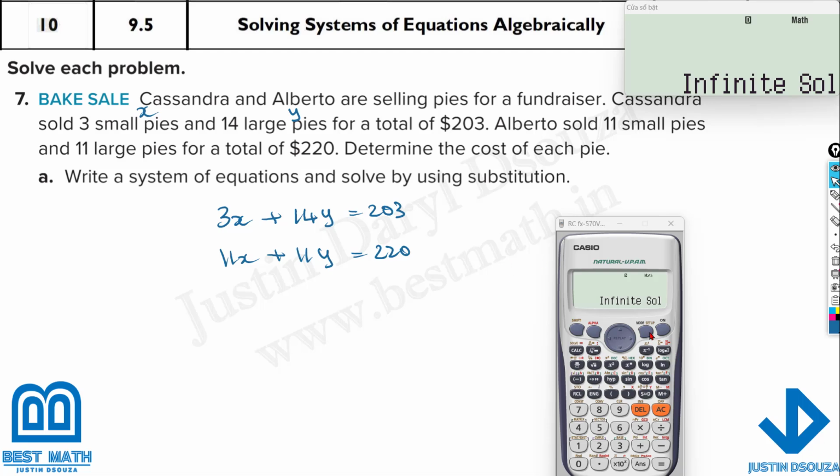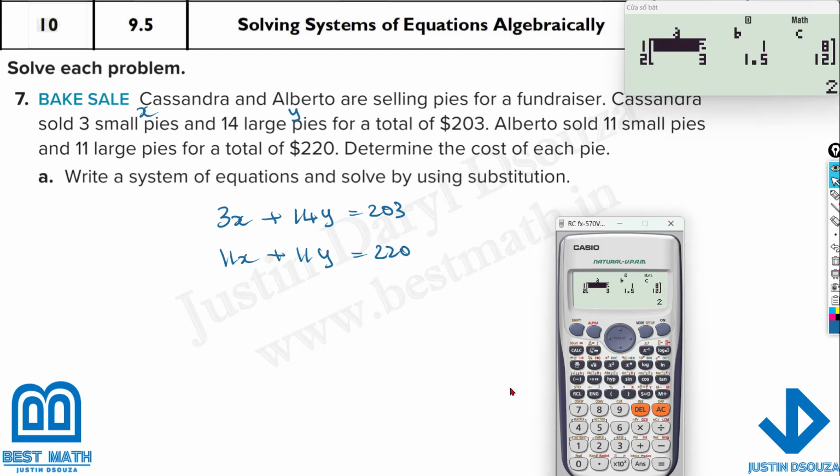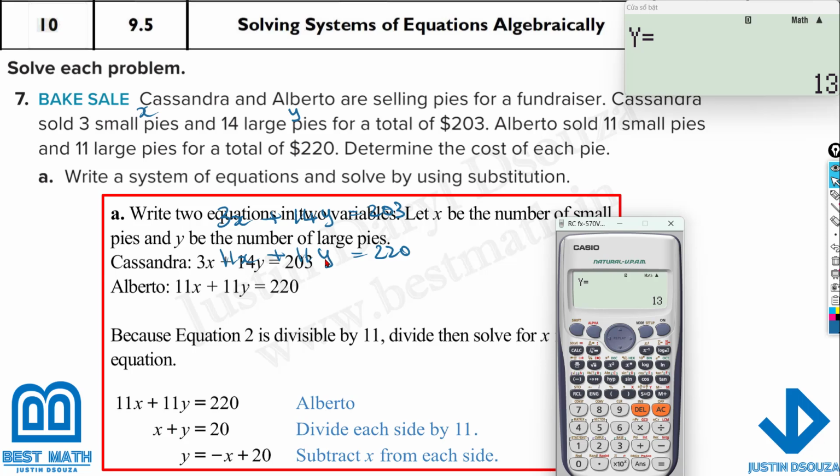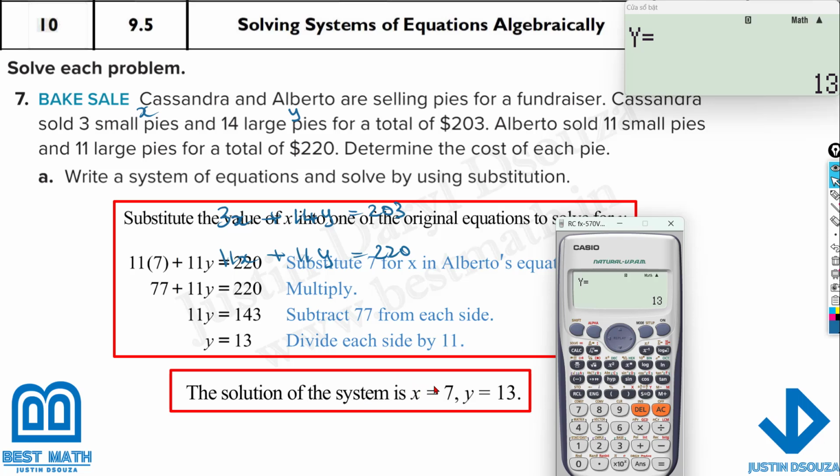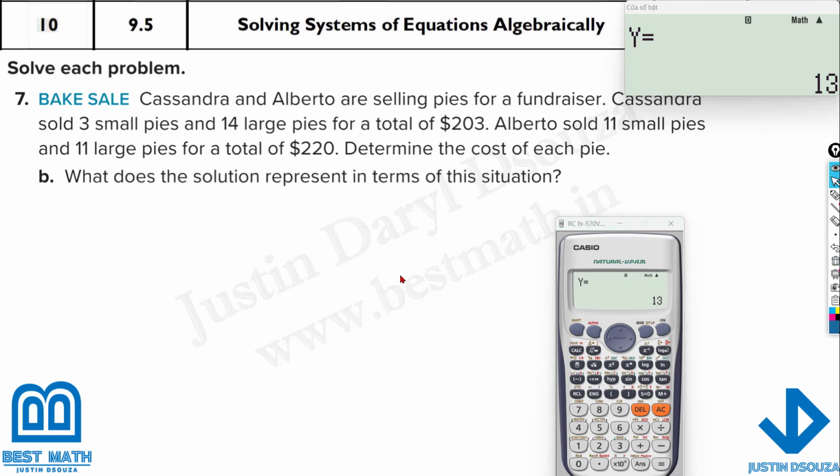Now then, we will solve this. You will get a solution because this is a real world problem. 3, 14, and 203. Next one was 11, 11, and we have 220. Now we can see x value is 7. What does that mean? It means the small pie is 7 and the large pie is 13. When you solve these, you will get 7 here and 13 here. So the small pie is 7 and large pies are 13. Since it's the electronic part, you do not need to bother to solve in detail. Just use the calculator, that is fine.